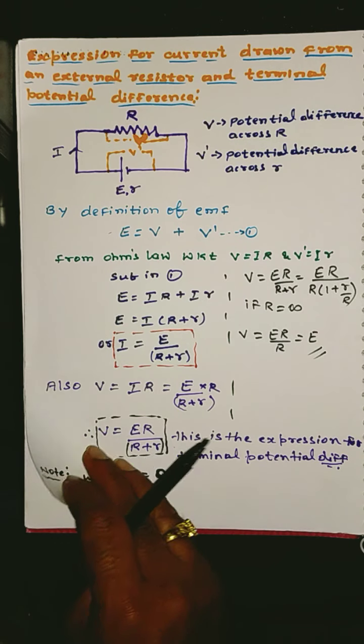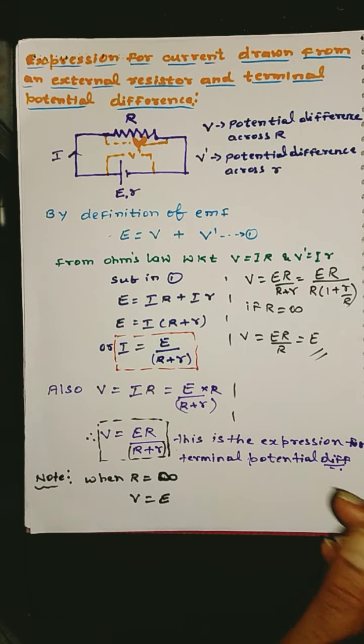This is the expression for the current drawn from the external resistor.